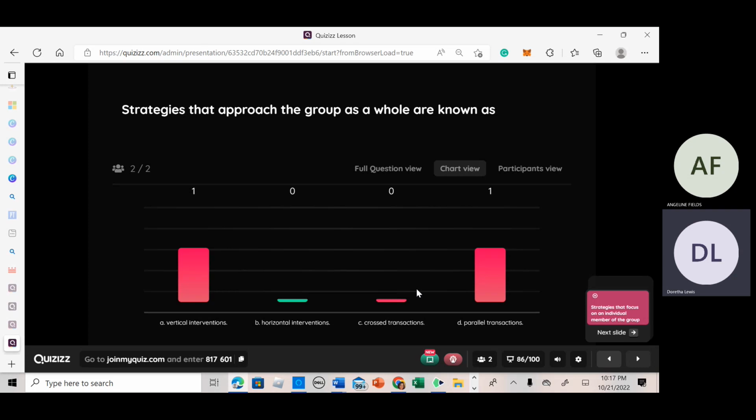So horizontal, you think it's more massive. The lines are everywhere. Vertical, you're talking to that one line, that one person. So okay, got it.